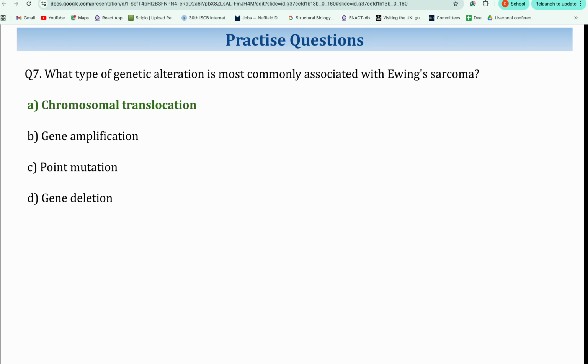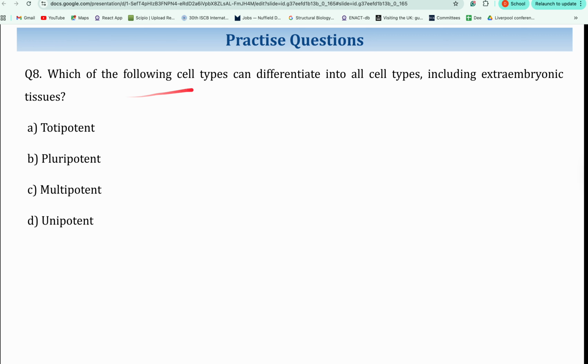Okay, let's move to the next question. So next question is, which of the following cell types can differentiate into all the cell types including extra embryonic tissues? Option A totipotent, option B pluripotent, option C multipotent, and option D is unipotent. So you need to tell which can differentiate into all the cell types including the extra embryonic tissues.